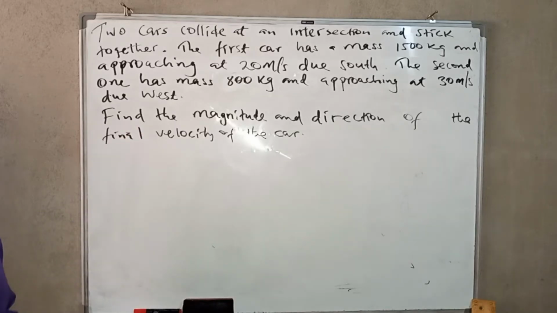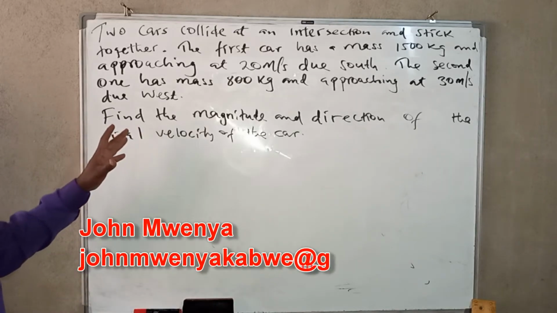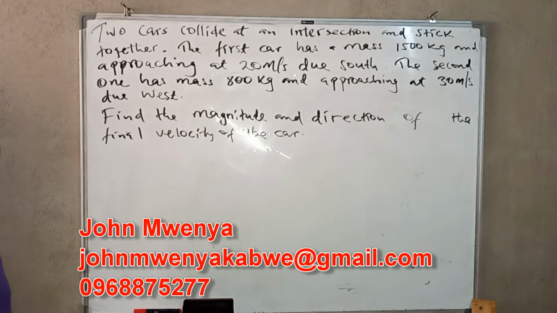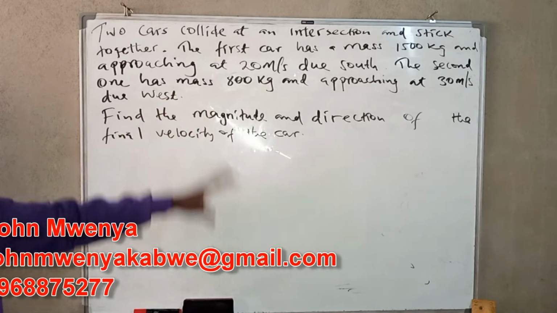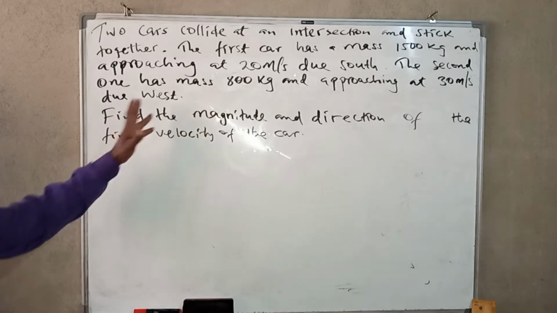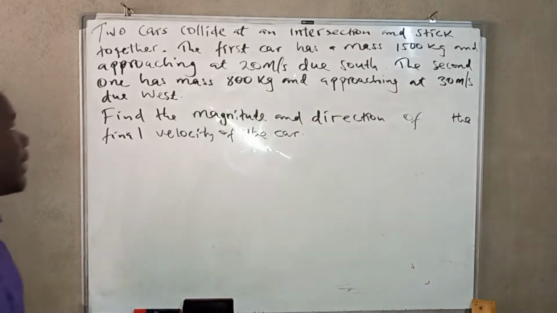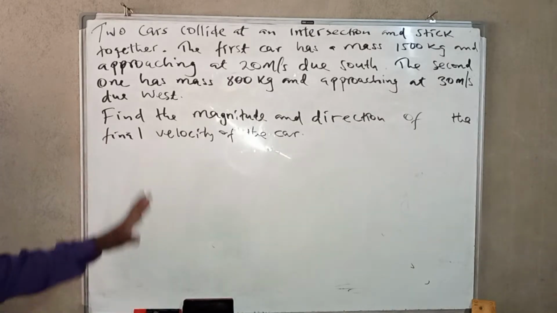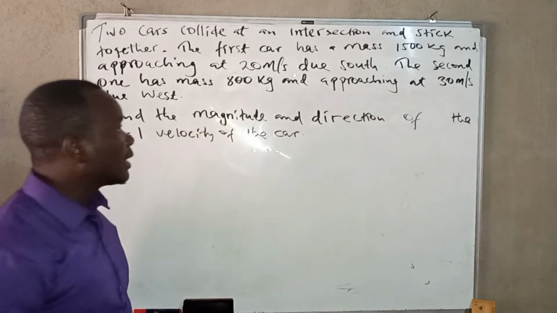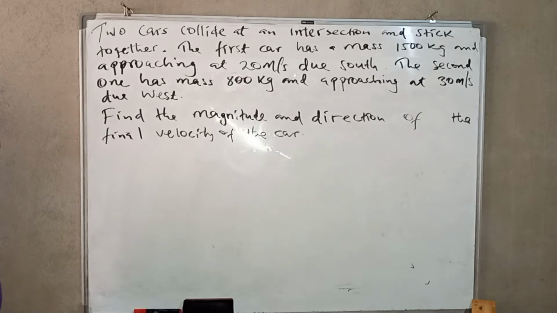Two cars collide at an intersection and stick together. The first car has a mass of 1,500 kg approaching at 20 meters per second due south, and the second one has mass 800 kg and approaching at 30 meters per second due west. Find the magnitude and direction of the final velocity of the two cars.